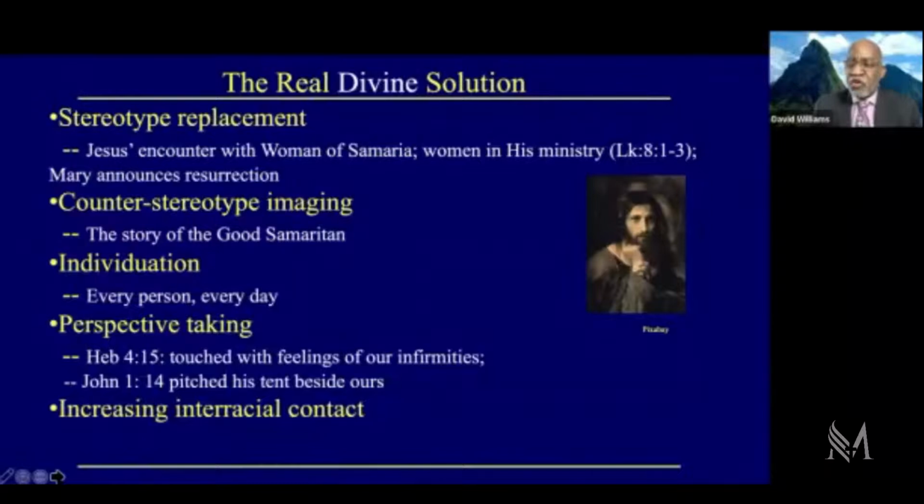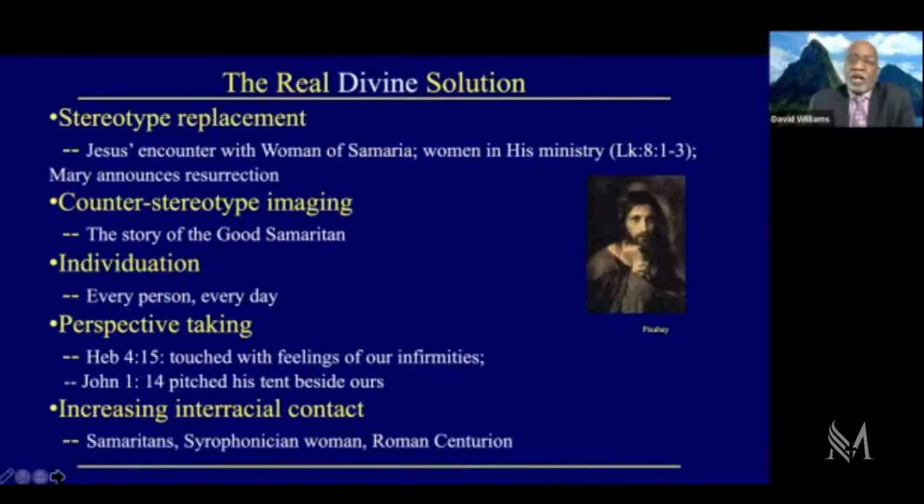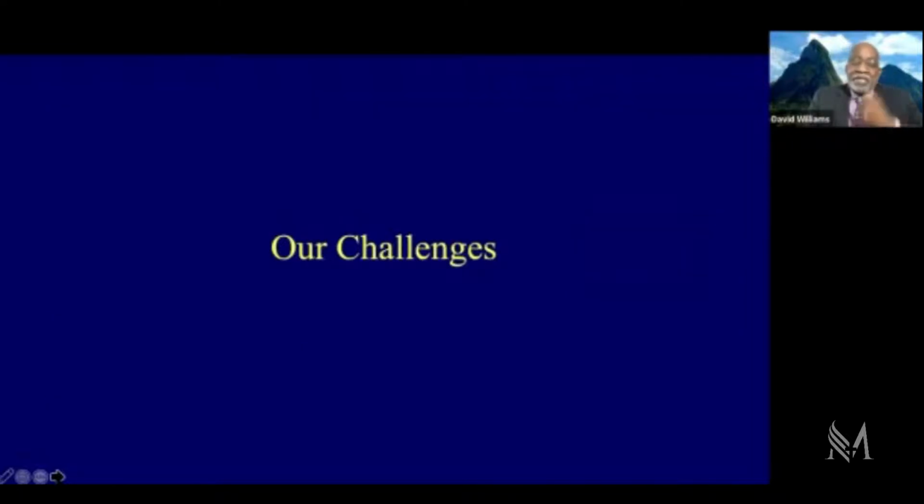And another strategy for reducing implicit bias is increasing interracial contact. And we saw Jesus doing that by talking to Samaritans, by meeting with a Syrophoenician woman, by helping the Roman centurion. These were not people of his group, but Jesus had contact with them. So in the example of Jesus in the Gospels, we see all of the strategies to reduce implicit bias.